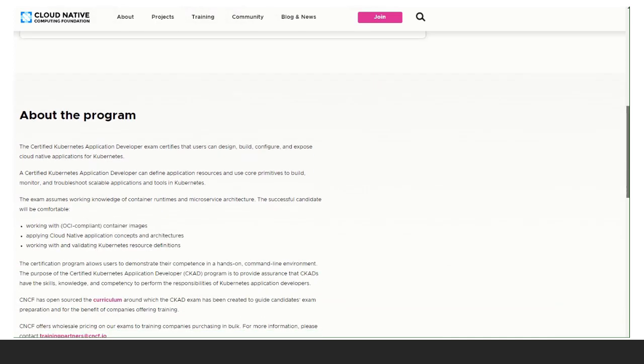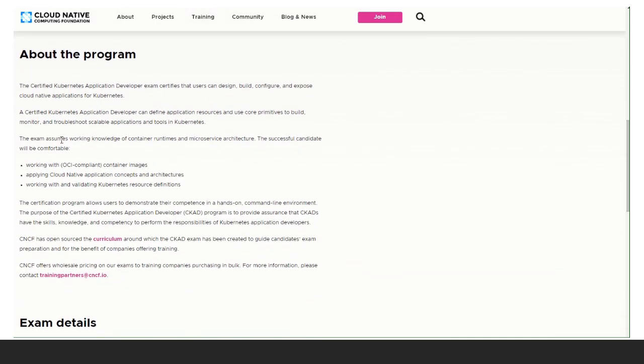Then the page talks about what you achieve in this exam. By passing the exam, you get the working knowledge of container images, applying CNCF concepts, working and validating Kubernetes resource definitions, which is the delivery and deployment aspect of Kubernetes.